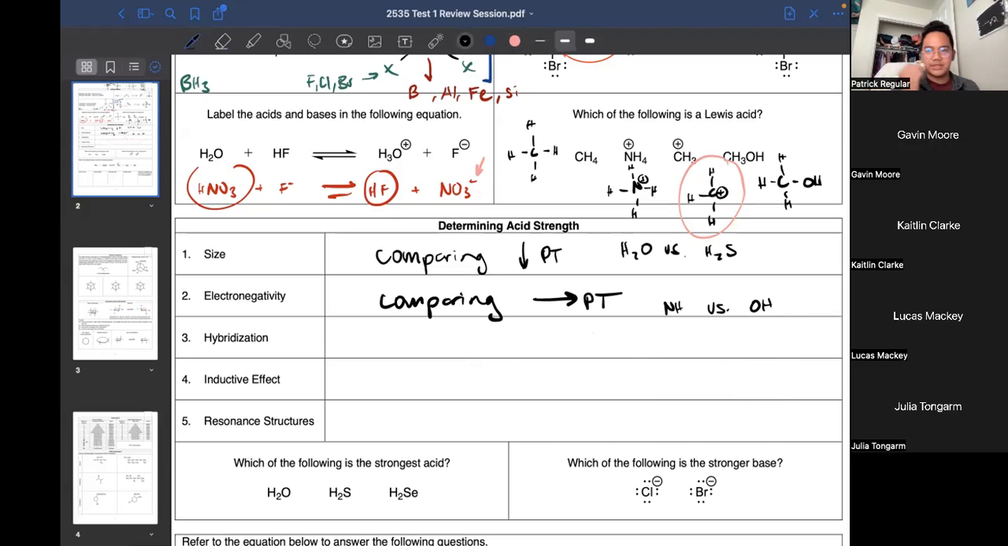Remember, the inductive effect correlates with acidity. So let's, I'm just a big fan of pentanes, aren't I? Let me think of an interesting one. Okay, I got one. Let's do Cl. Oh, let's make that an ether. All right, which one is more acidic?